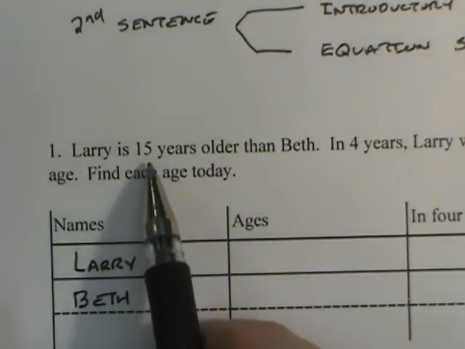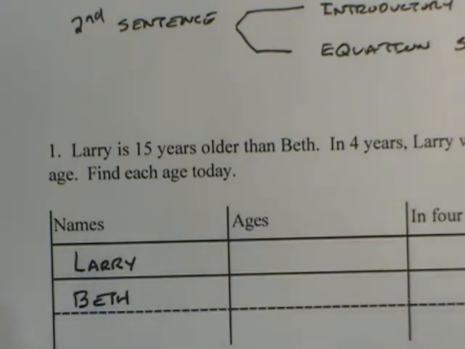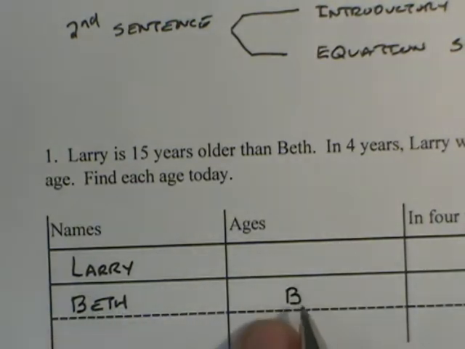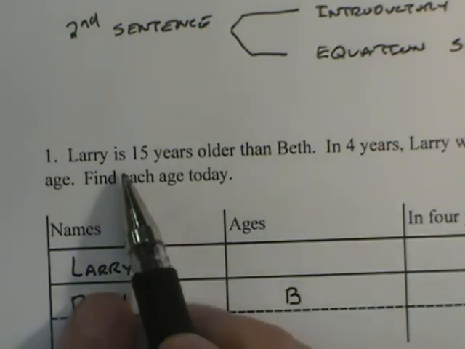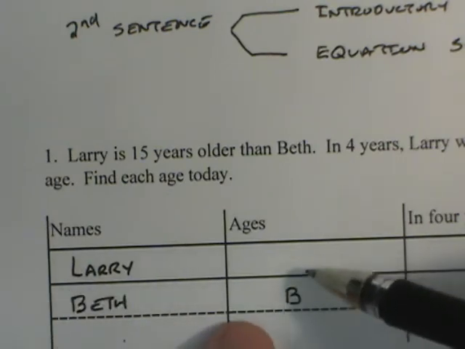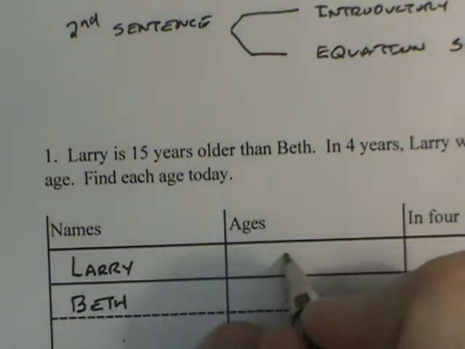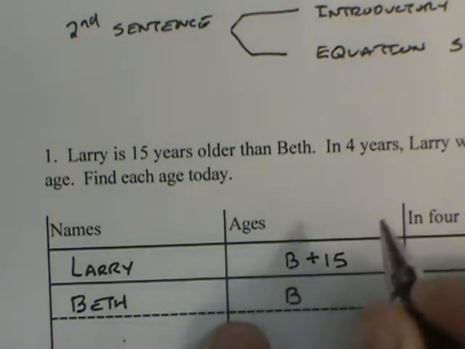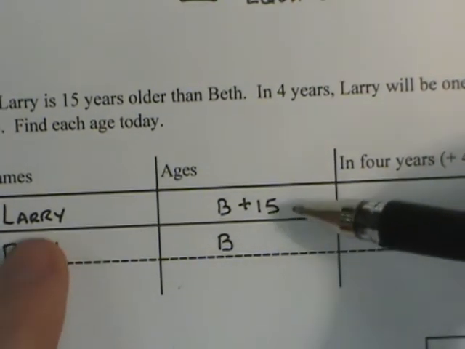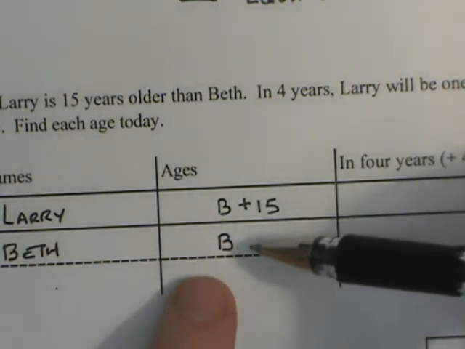And it says Larry is 15 years older than Beth. So if I call Beth B, one of our tricks is whoever is mentioned last should be where you start. So Beth was mentioned last, I must call her B for Beth. And if Larry is 15 years older than Beth, an expression for Larry could be B plus 15. And we check for the logicalness of our expression or reasonability of our expression. If Larry is 15 years older, we can call him B plus 15 versus Beth being B.